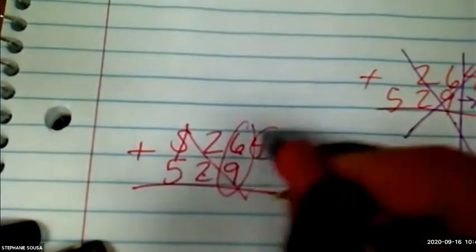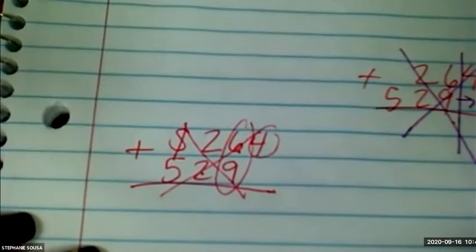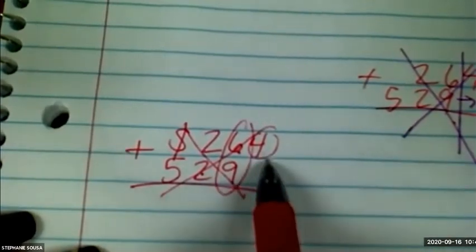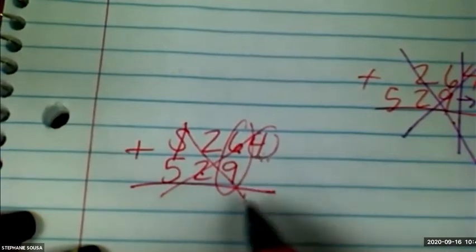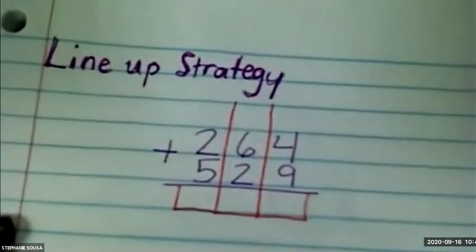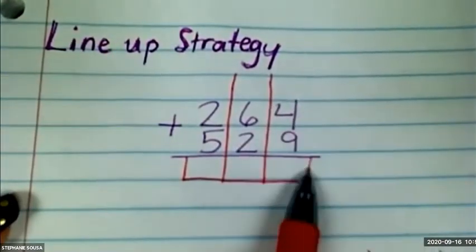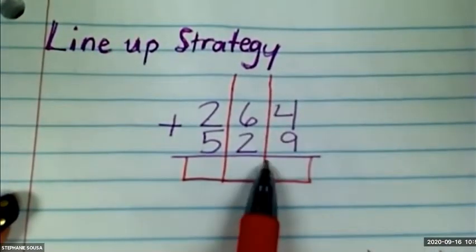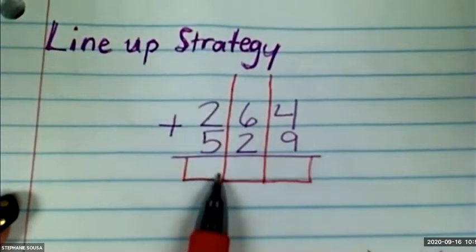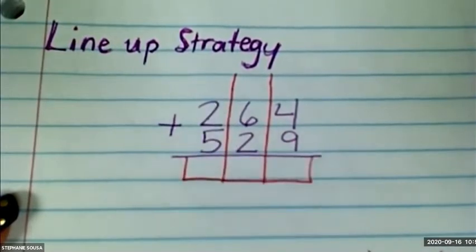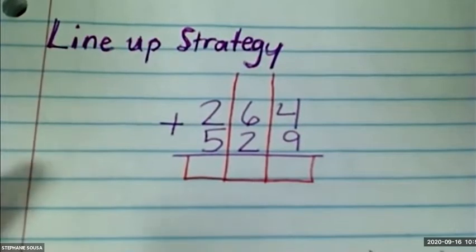So we can't just say, oh, I can add any number that I want to. These have a value. Just like you couldn't walk into the store with 4 ones when you need 4 and 9 ones, okay? So this lineup strategy is a way to help you make sure that your ones are with your ones, tens are with your tens, hundreds are with your hundreds, okay? Lineup strategy, all right?